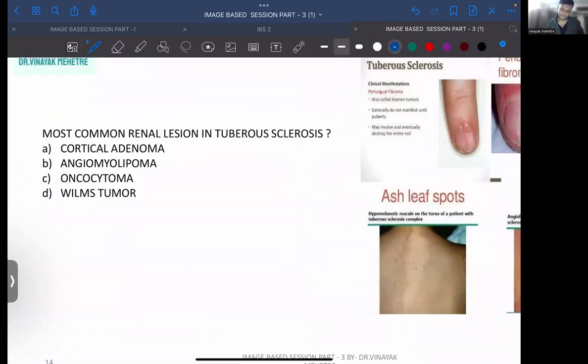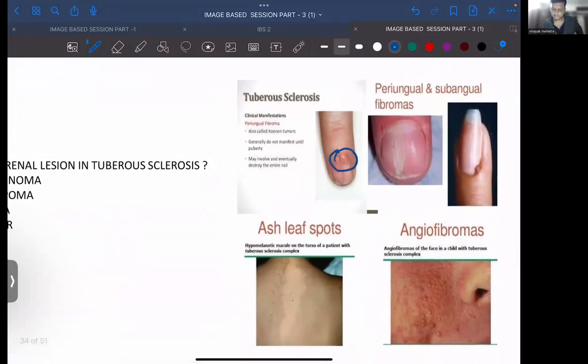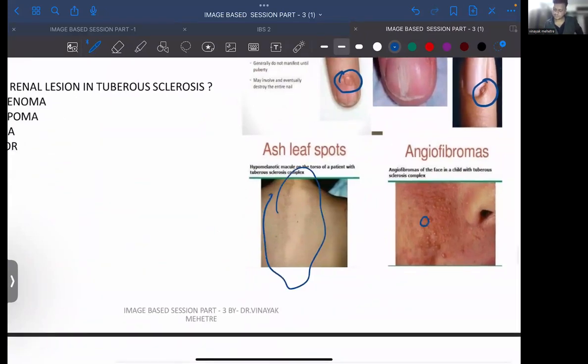One-liners in tuberous sclerosis: what we are going to see is angiomyolipoma. What else do we see in tuberous sclerosis? We will see periungual fibroma. Periungual fibroma is found here, right? And on the back, we are going to see ash leaf macules with angiofibroma on the chin or cheek. Tuberous sclerosis, we will read in derma when it comes. Now just remember it very fast.